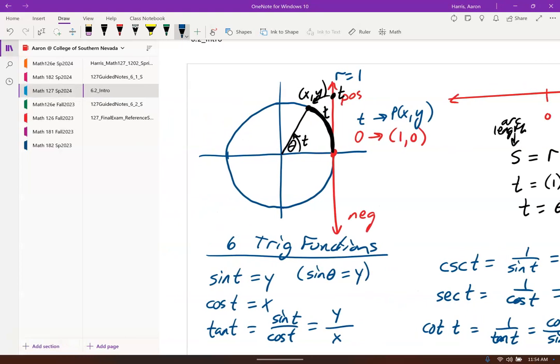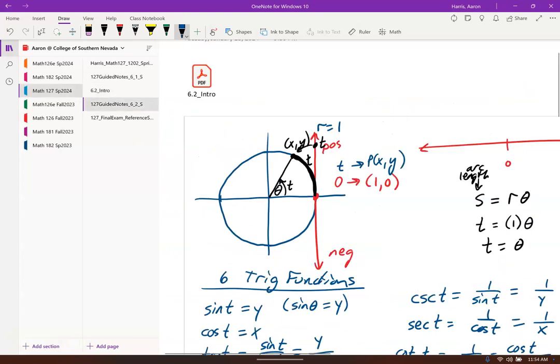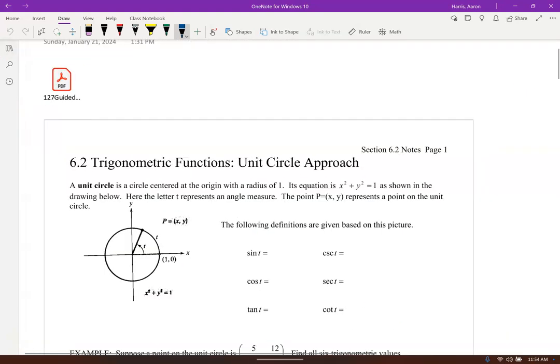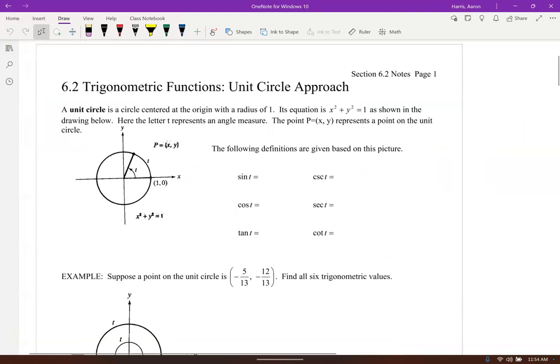Okay? And so that brings us to our notes here. We'll get started. All right, so there's our sine is the y value, cosine's the x value, tangent's the sine over the cosine. Cosecant's the reciprocal of the sine, so that's 1 over y. Secant's 1 over cosine. Cotangent flips that tangent around, so that's x over y. All right, if you want to fill those in.